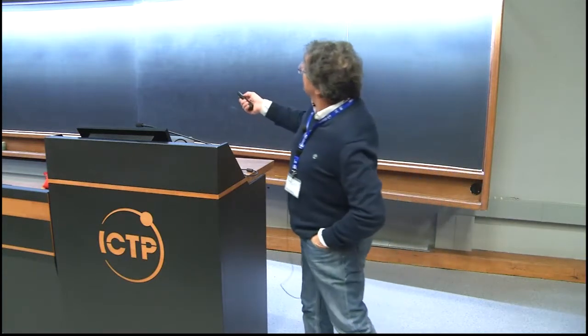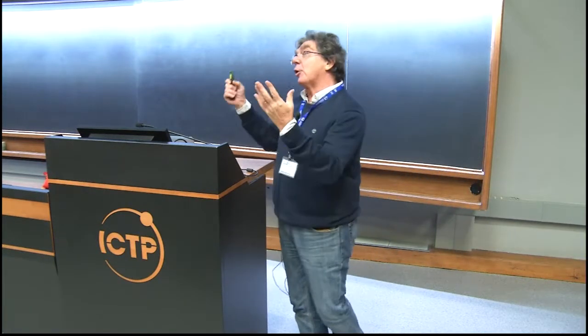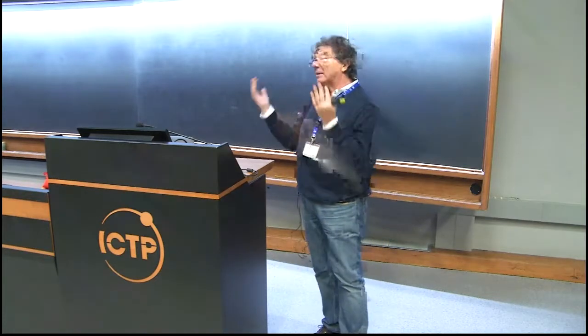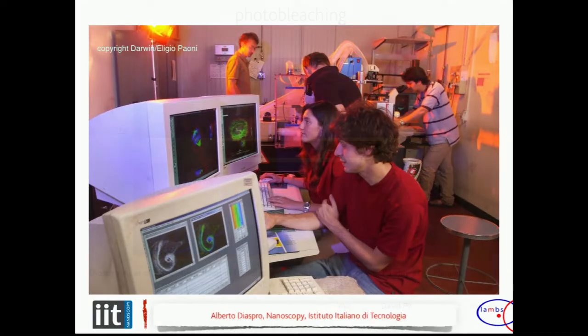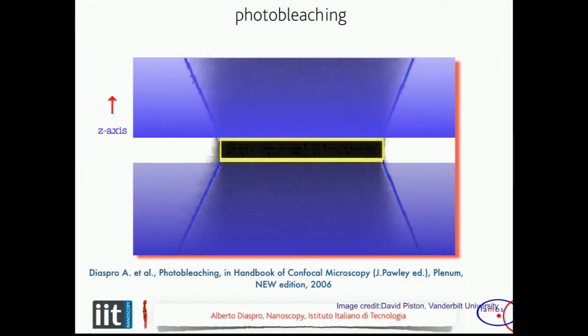And since you have different, let's say, colors or different contrast, you can have a better contrast in terms of image. Not an increase of resolution, but a better contrast. But now, since we are talking about fluorescence, there is one aspect that is the one I was mentioning at the very beginning. That is the permanent loss of signal from a fluorescent molecule. This is photobleaching.